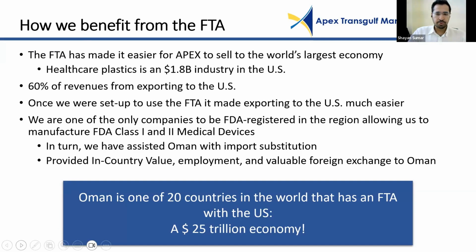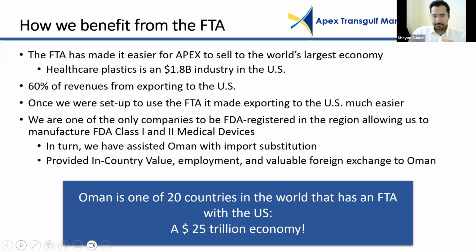We have access to a $25 trillion economy, and being one of only 20 countries in the world, that's a huge deal. The other thing that's not on the slides is the trade wars between US and China. Especially the countries that are part of the FTA really stand to benefit from these sort of trade changes. And no one country is obviously able to take over the role that China has as the world's largest manufacturer. But I believe that Oman and the other countries that are part of the FTA can really play a significant role in doing that.